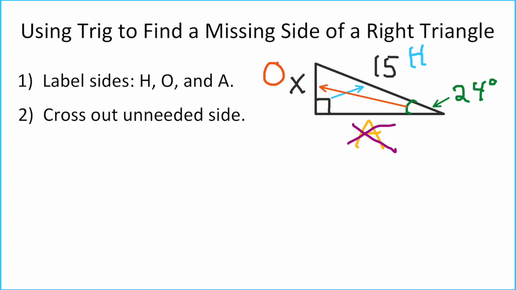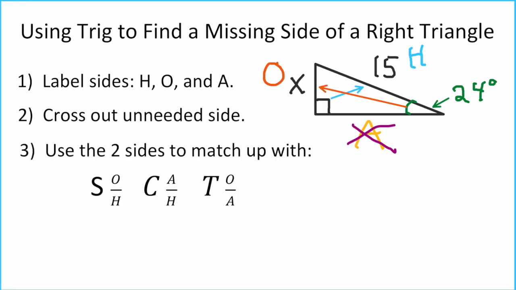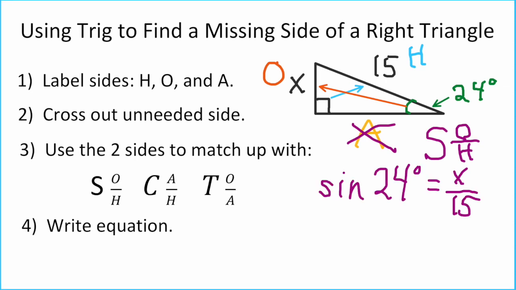So now you have to use the two sides that we have to match it up with SOHCAHTOA. You've got opposite and hypotenuse, that's going to be SO. So that tells us that we're going to use sine. Now we can write our equation, which is sine of 24 degrees is equal to x over 15.